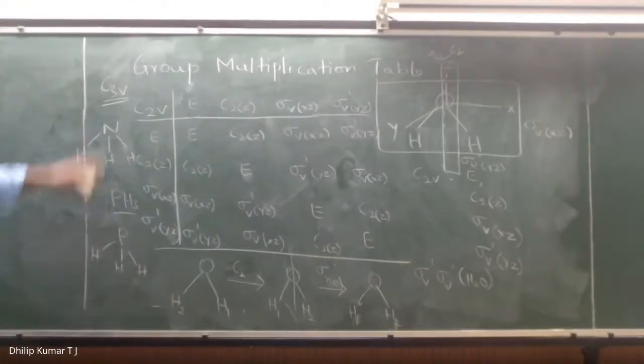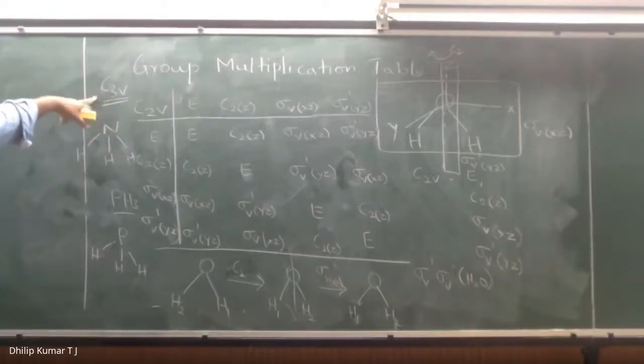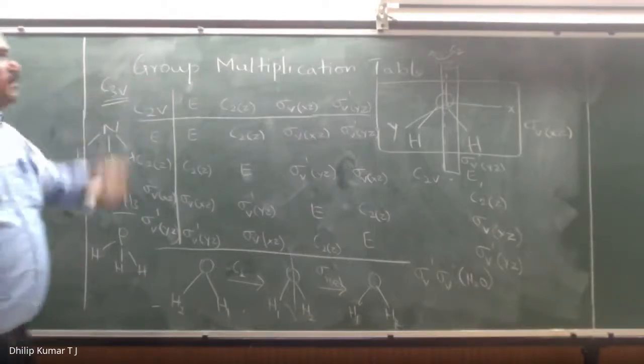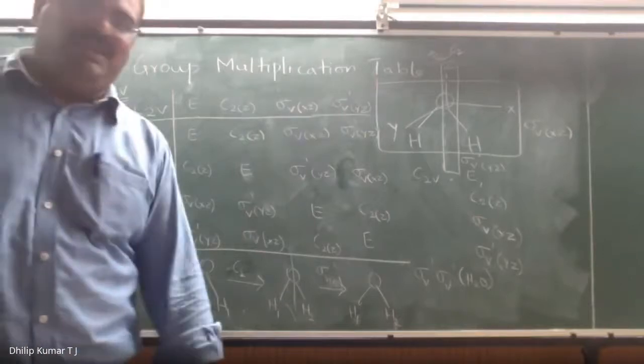So let's come back to the topic. Phosphine or ammonia has the C3V point group. You develop the group multiplication table for C3V. Okay.